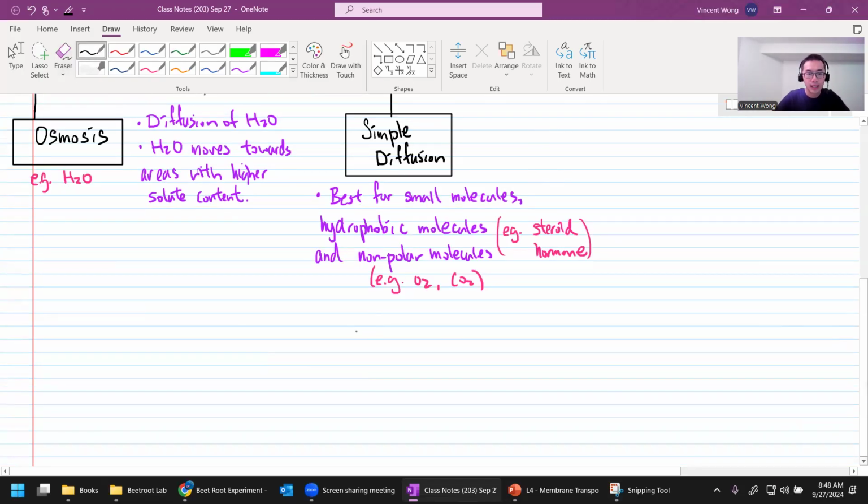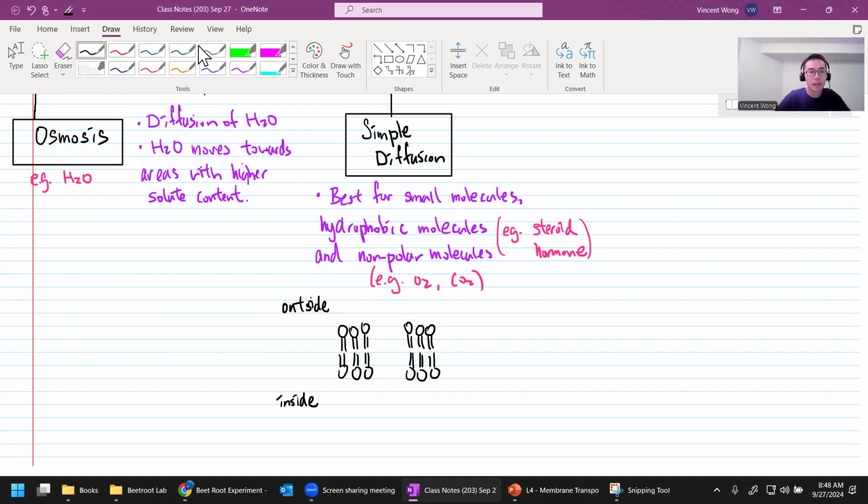Okay, so to illustrate this, you can draw a quick picture to help yourself see it. Let's say this is the cell membrane. You should be quite familiar with drawing the cell membrane now. Okay, this is outside. This is inside. Sorry, I don't know why I did that. We have to draw more of the cell membrane.